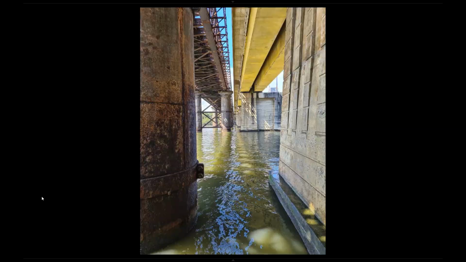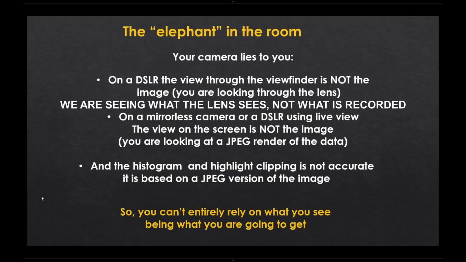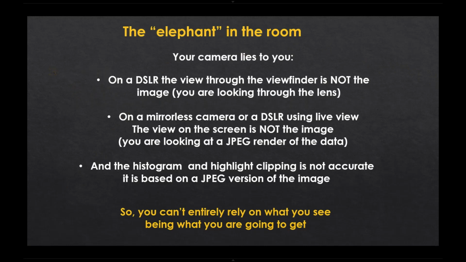And moving on, there's another problem we have, or I've called it the elephant in the room, and that is when we're working with our camera in the field, we have some issues with things it lies to you about. For instance, when you're using a DSLR, we're looking through the viewfinder, which is actually looking through the lens. And so we're not actually seeing the same image that's being recorded. And on a mirrorless camera or a DSLR, if you're using live view or the equivalent, what you're seeing is an image on the screen, but it's not the actual raw file that you're recording. It's a JPEG preview based on the data that's coming onto the screen.